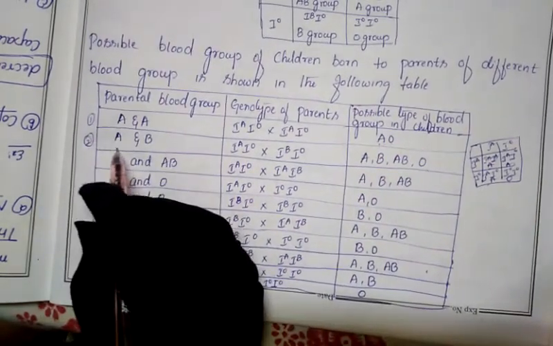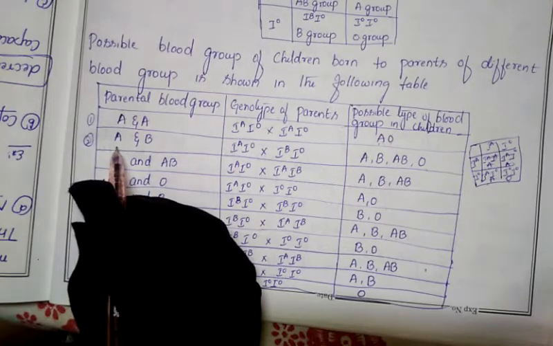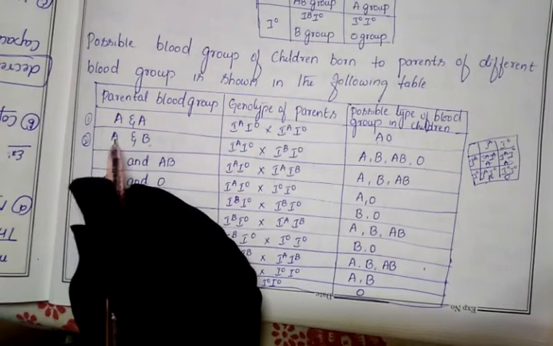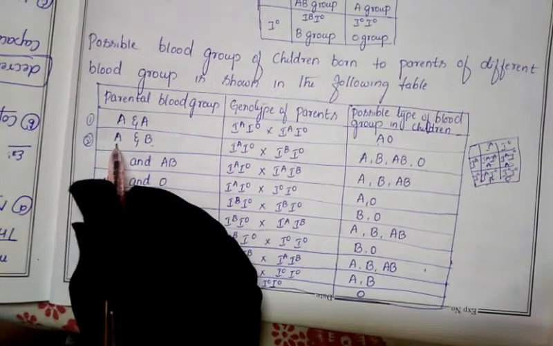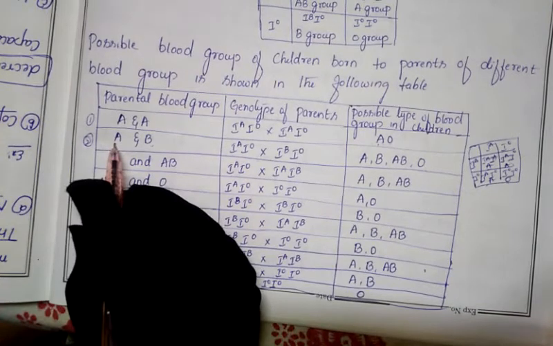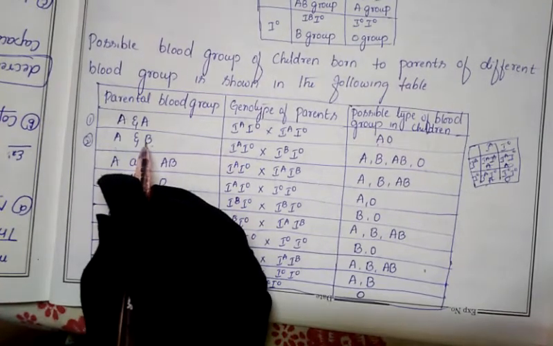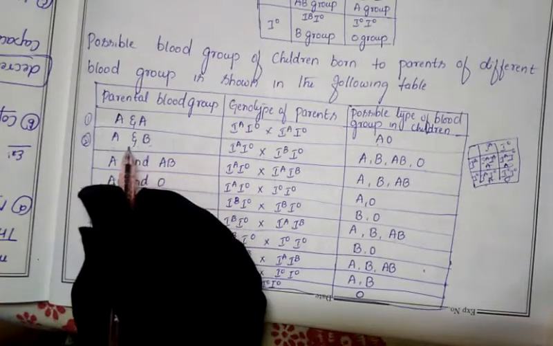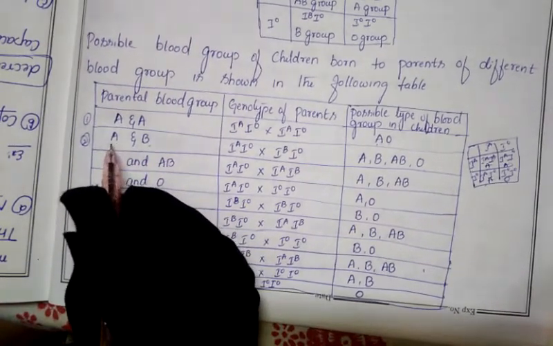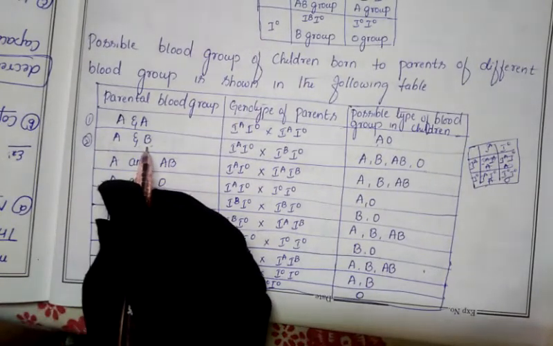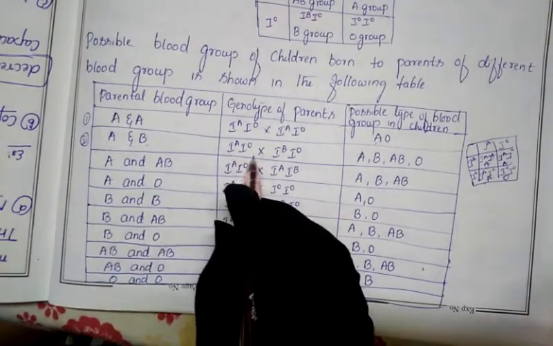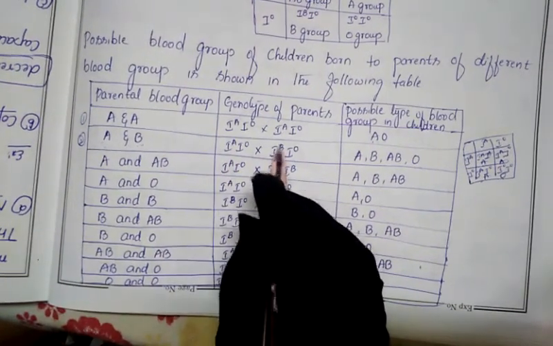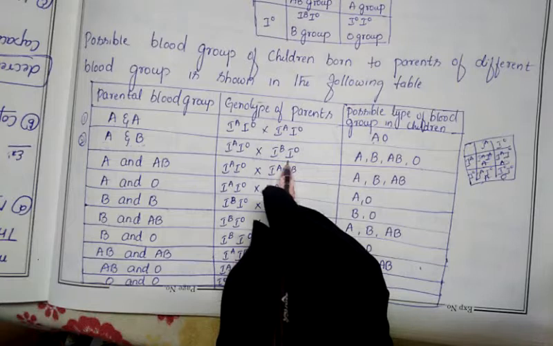Second case: one parent has the A blood group and the other parent has the B blood group. Whichever you want, you can exchange. Suppose the father has the A blood group and the mother has the B blood group, or you can exchange them. If you write the genotype, A blood group is IA IO, and B blood group is IB IO. Heterozygous condition we have written here.